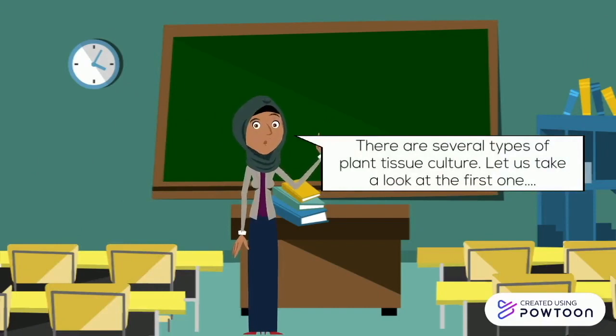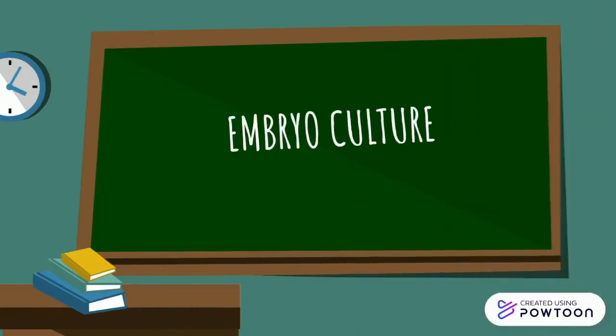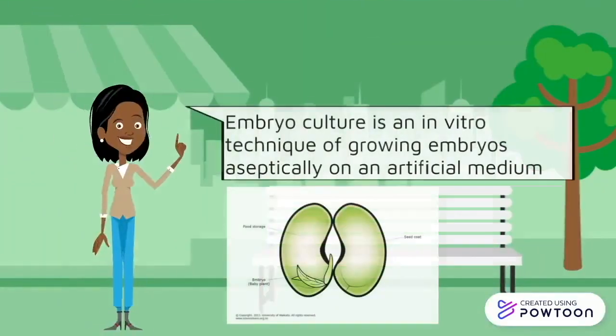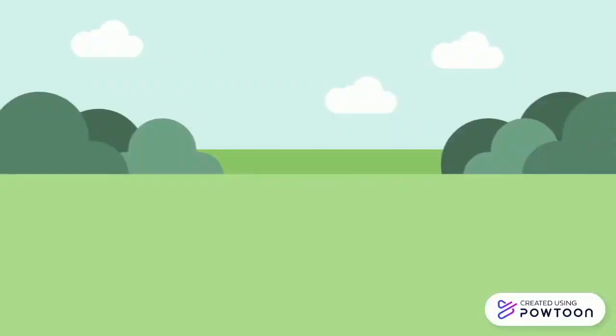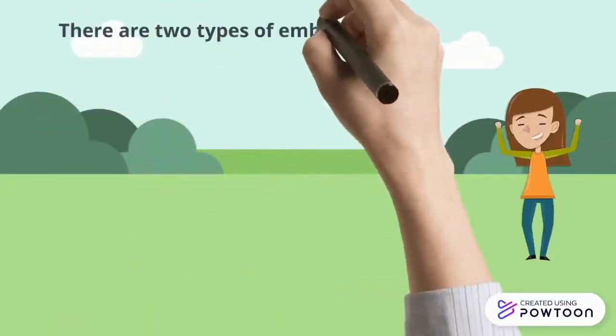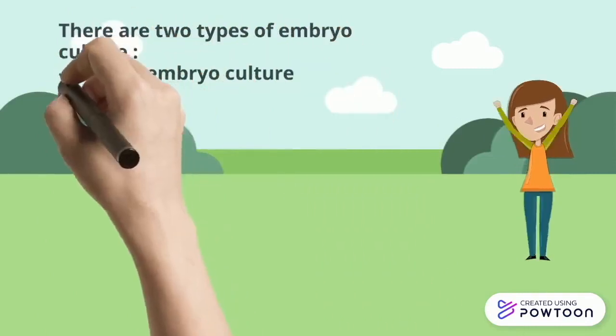There are several types of plant tissue culture. Let us take a look at the first one. Embryo culture. Embryo culture is an in vitro technique of growing embryos aseptically on an artificial medium. There are two types of embryo culture. One, mature embryo culture, and the second one, immature embryo culture.